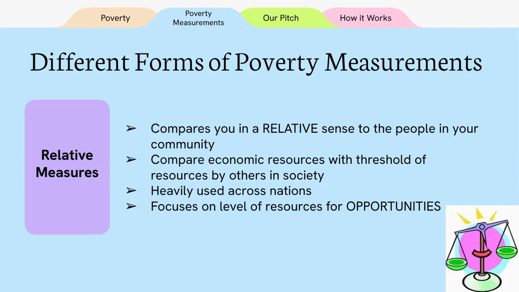Poverty is currently measured in many different ways, but most fall under two large categories: absolute and relative measures. Relative measures use input from your community to set a poverty threshold relative to others living in the same area. Relative poverty measures are often used for comparison across nations. The main focus of this type of measure is to assess if households have similar resources and opportunities to other households in the area.